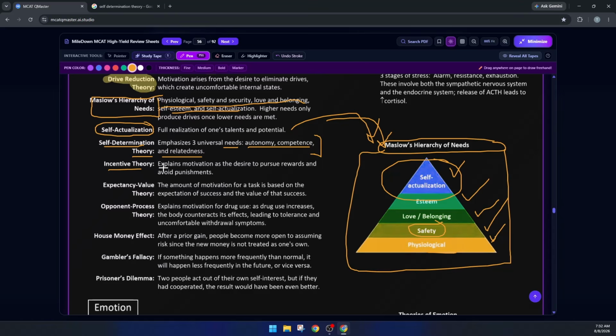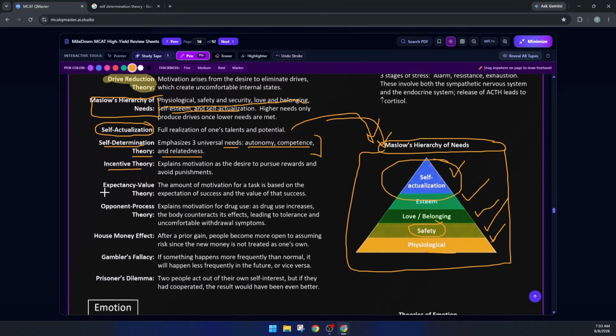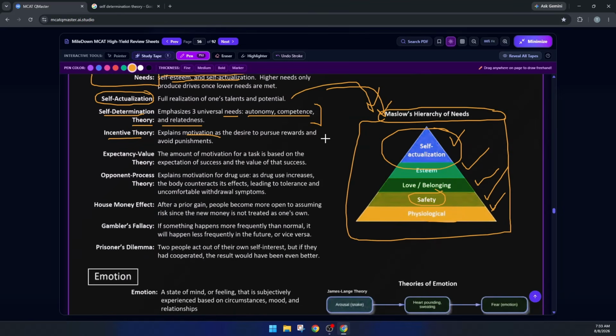Incentive theory explains motivation as a desire to pursue rewards and avoid punishments. So incentive theory is basically saying that when someone gives you an incentive, it's like giving someone a reward in order to do something. So in terms of motivation theory, try to find some examples for yourself to see how that can make sense for you, if you haven't actively processed that yet.